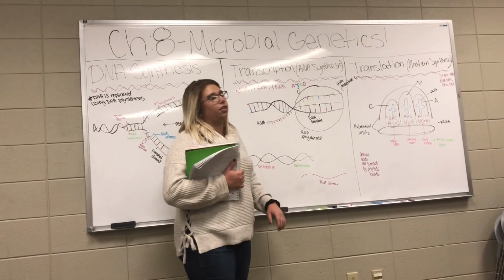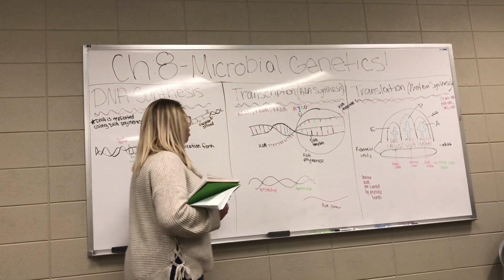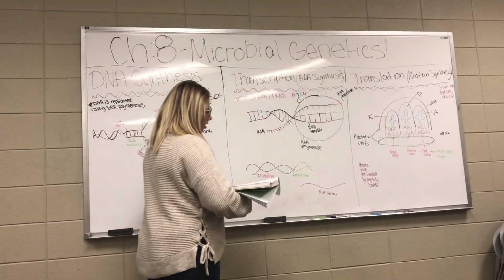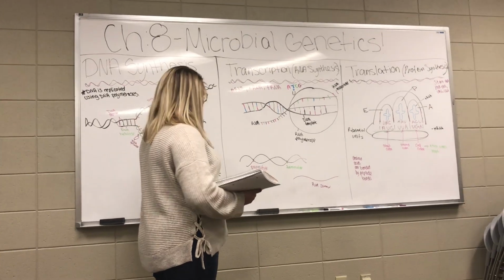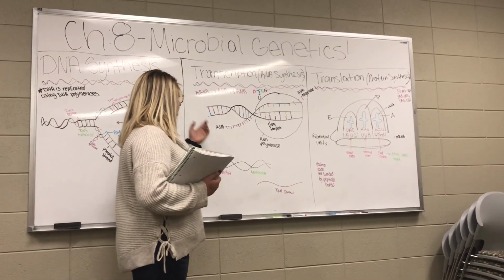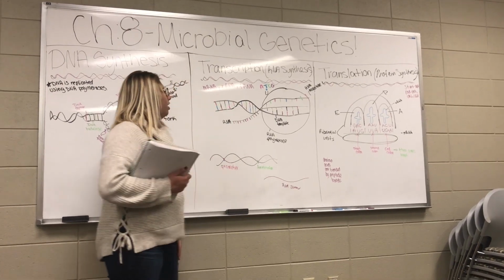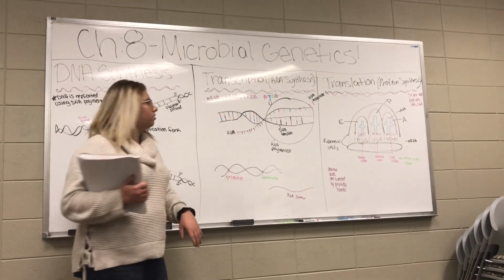Moving on to transcription. Transcription is RNA synthesis, so it's making RNA. It can make mRNA, rRNA, and tRNA. So mRNA, for example, is messenger RNA, so it might carry coded information from the DNA to the ribosomes. rRNA is going to go to ribosomes, and then tRNA could transfer amino acids.